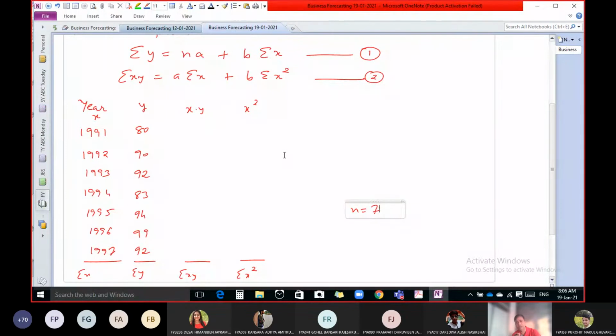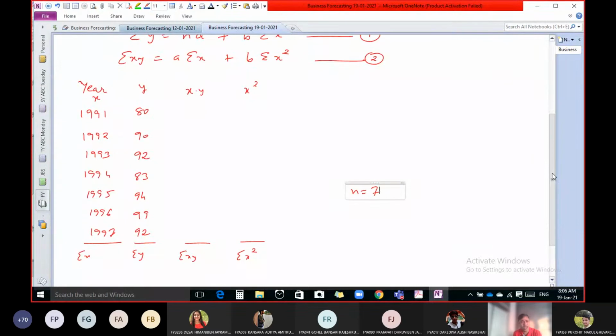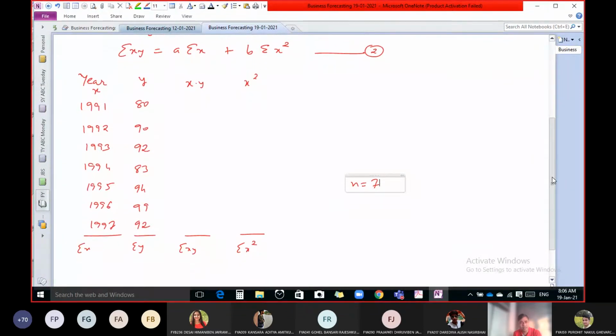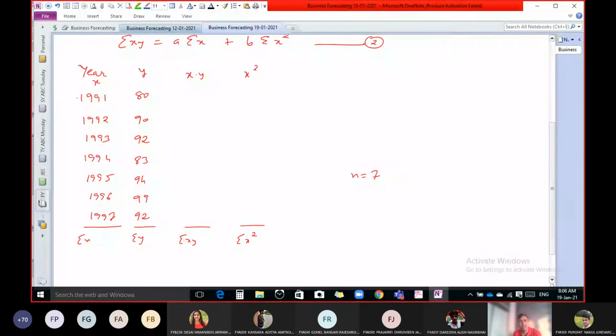That is possible. But what is the main problem in this question? If we add these, we get a big number here. Similarly, the square of a number like 1991 is also a very big number. So the total of x square is also a big number. So it requires much time to calculate the value of a and b if we keep this as x.